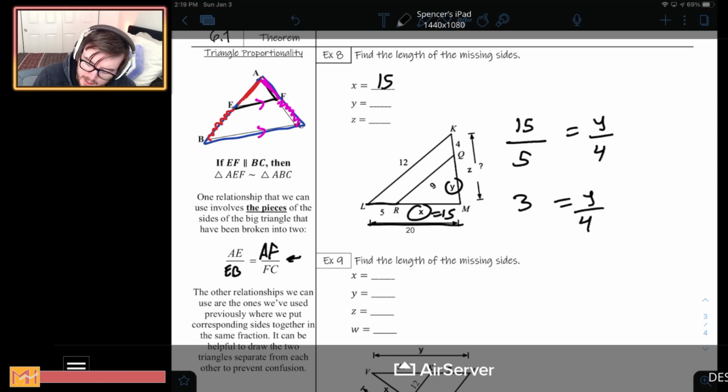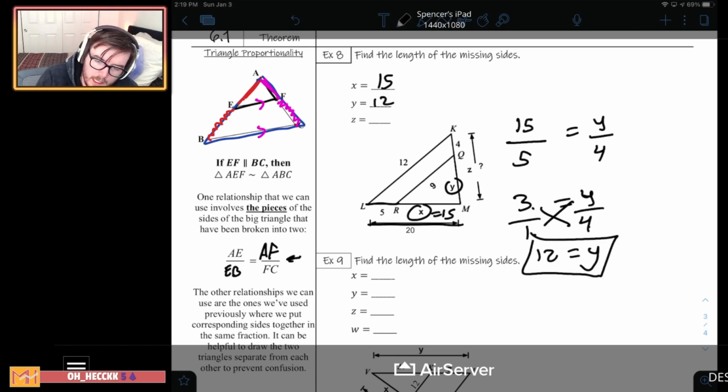You remember how to do stuff like this when we set up a proportion like this? We cross multiply. 4 times 3 is 12. 1 times y is y. So y is 12. Remember you've seen cross multiplying. And then z is super easy if we know that y is 12. 12 plus 4 is 16.